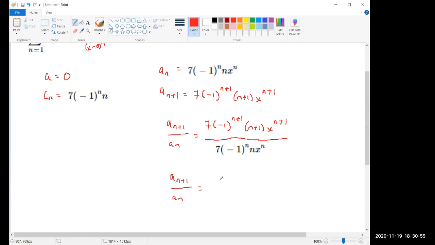The 7s go away, right? This -1 cancels out with this -1 to leave you with just -1 to the first power. X to the n cancels out with this x to the n to leave you with just x to the first power. And then I think that's it. So let me just carry everything else over. Just the n here.